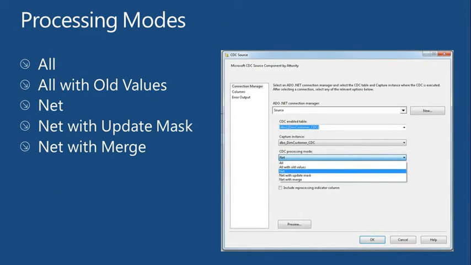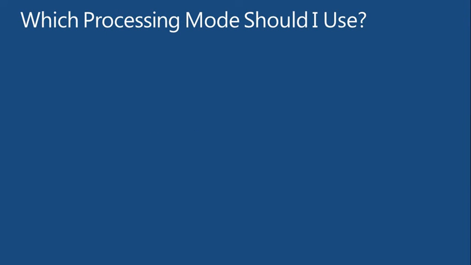Okay, so I showed really briefly what the CDC source UI looked like. And one of the things you can drop down is the CDC processing mode. So the next couple of slides, I will go over all the different processing modes and kind of when you'd use them, what the changes will look like, and what your data flow will look like to actually do the processing for them. First, you need to decide which processing mode you're going to use.